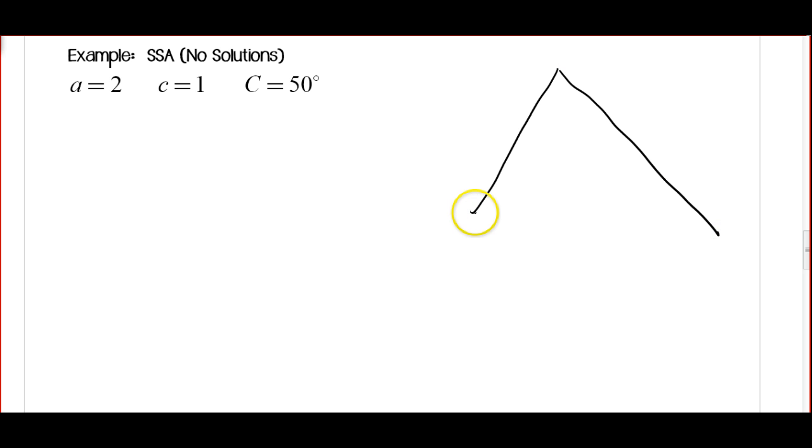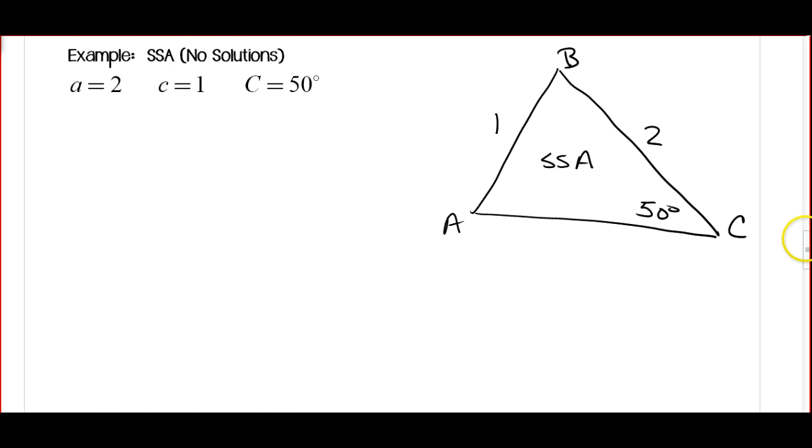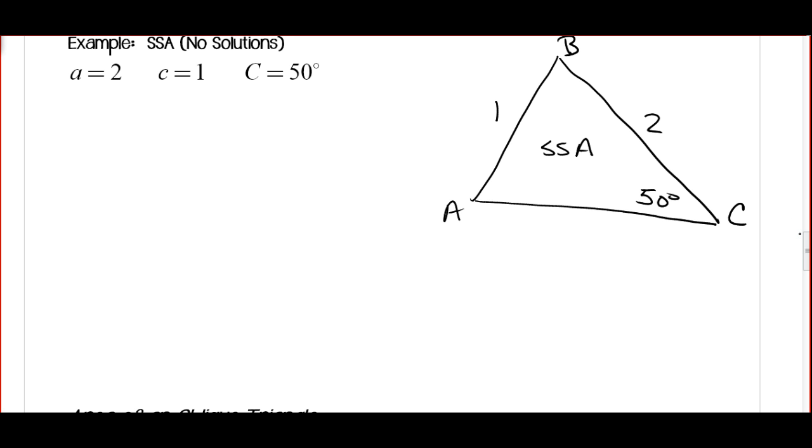Normally I'll just set up a triangle, and then let's label what we have. So I have side A is 2, side C is 1, and angle C is 50 degrees. So I see that I have a side-side angle case. And normally what we'll do is just pretend that there's two triangles, and then as we work through it we'll find out if there's one triangle, and in this example we're going to find out what happens if there's actually no triangles.